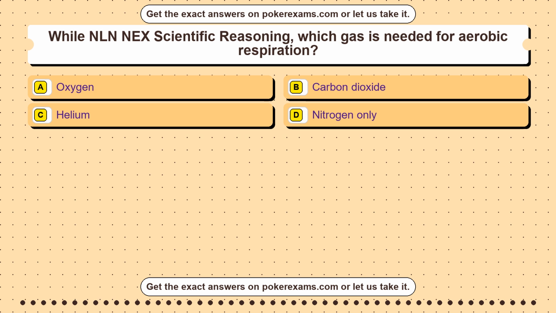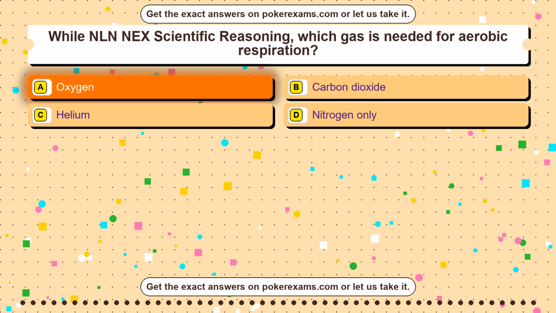Question 17. While GED science practice test, which social studies skill checks whether a source can be trusted? Option A evaluating credibility. Option B solving equations. Option C balancing reactions. Option D finding area. The correct answer is option A.